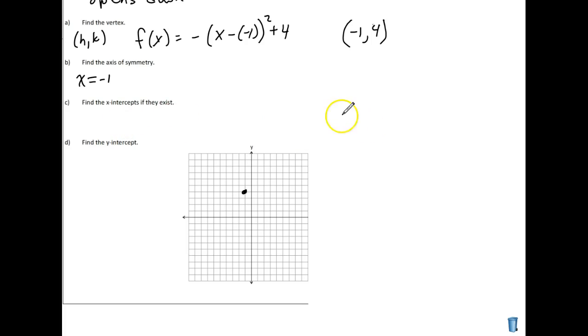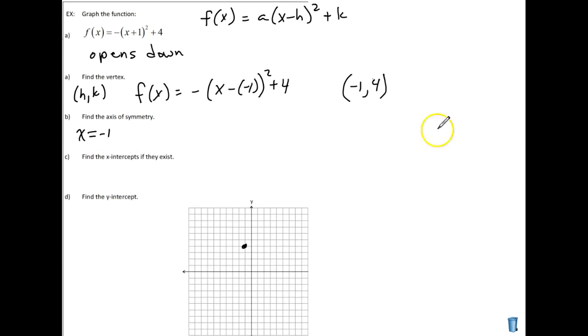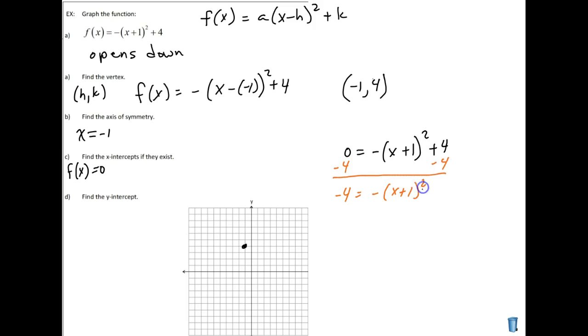Now we're going to look for our x-intercepts, which is where we set our problem equal to 0. So this is where we have f of x equals 0. I'm going to do it over here because I have a little more room. 0 equals negative, x plus 1 squared, plus 4. Now I want to solve this, so I need to get this quantity by itself so I can take the square root of it. So now I have negative 4 equals negative, x plus 1 squared. Divide by negative 1, and I get 4 equals x plus 1 squared.